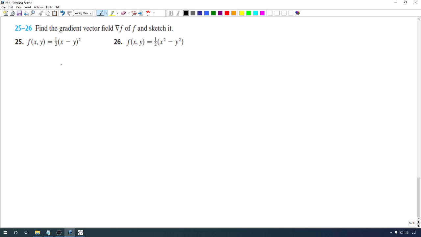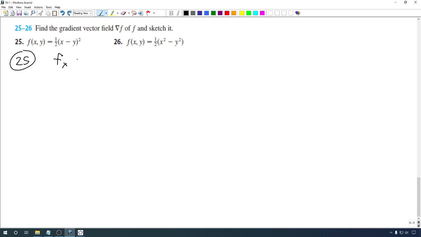So we have here problems 25 and 26. These give us a function of two variables, and they ask us to find the gradient vector field of these two functions. And we'll go ahead and actually draw them as well. So let's just start with 25. So here we're taking this function and we want to find its gradient. The gradient involves taking the derivatives of the function.